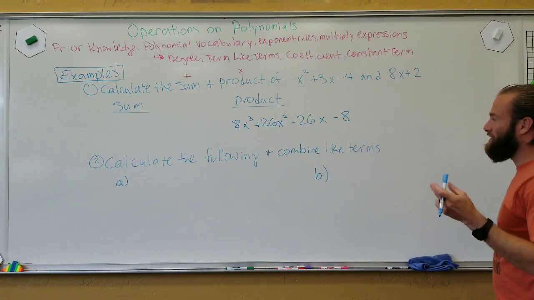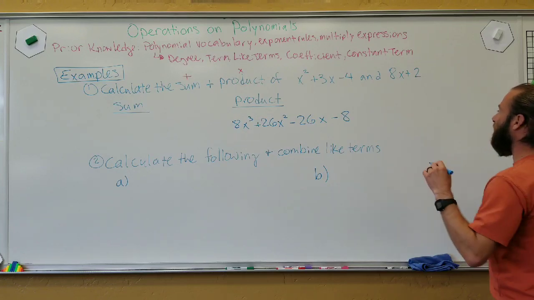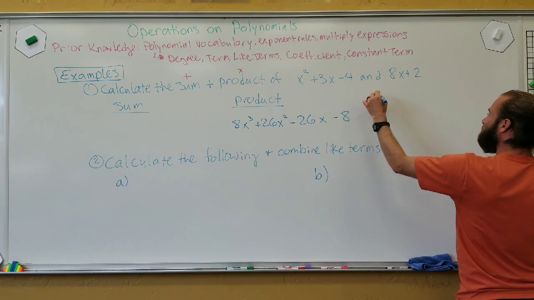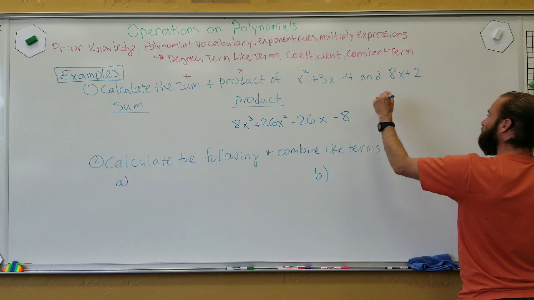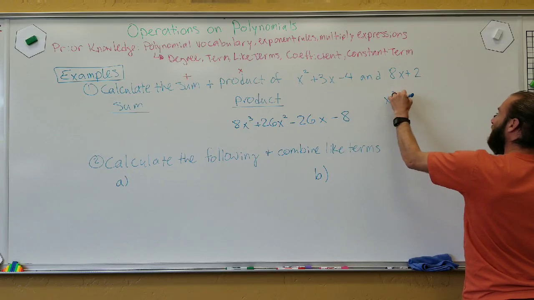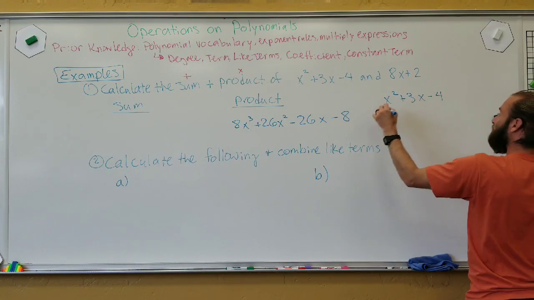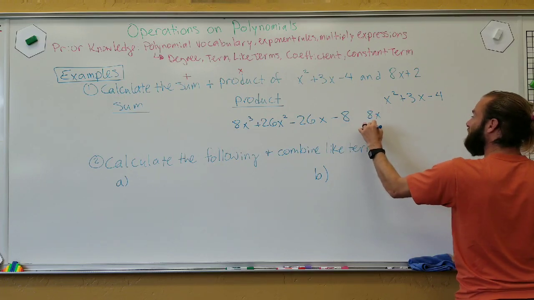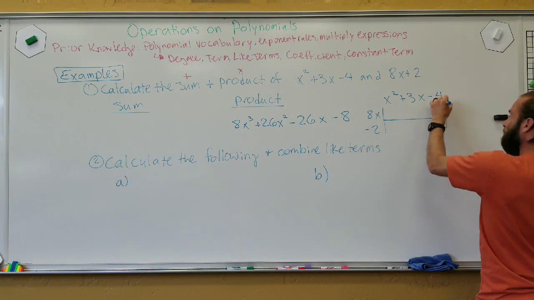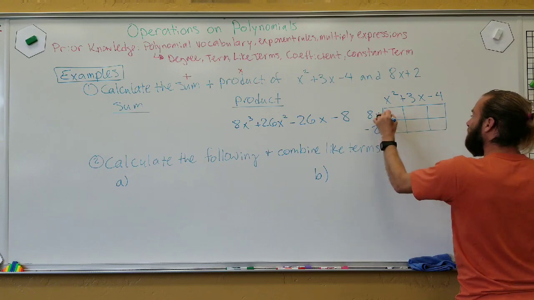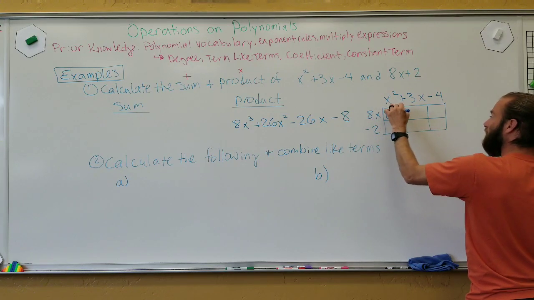Again, that wasn't planned. But now, if you needed to, of course, maybe you used an expansion box or other way of distributing. x squared plus 3x minus 4, and then 8x minus 2. And hopefully you see where I got all my pieces.